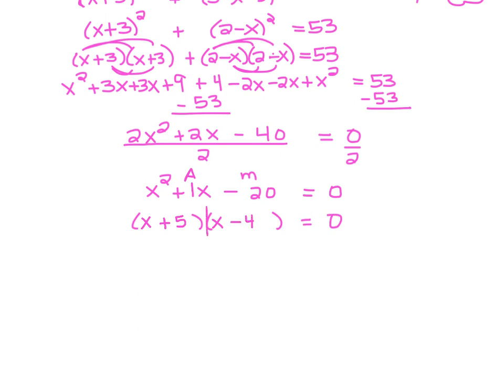And then I'm going to make my t-chart. So on the left side, I get x equals negative 5. And on the right side, I get x equals positive 4.